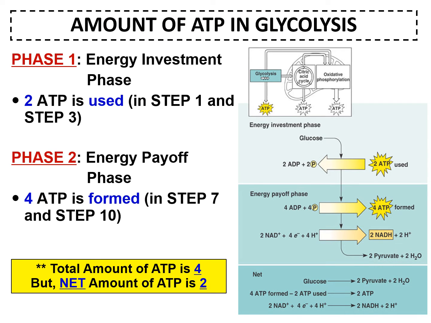So, as a summary, during phase 1, energy investment phase, 2 ATP is used, while in phase 2, energy payoff phase, 4 ATP is formed. So the total amount of ATP is 4, but the net, ni maksudnya bersih, amount bersih, amount of ATP is 2. We produce 4, we pay the debt. Kita bayar hutang yang kita guna tadi, maknanya kita tolak 2. So bersihnya kita dapat 2.